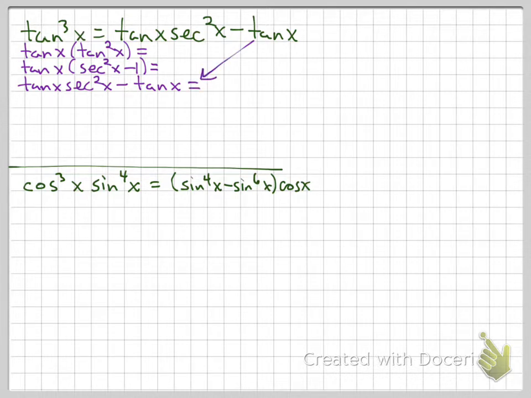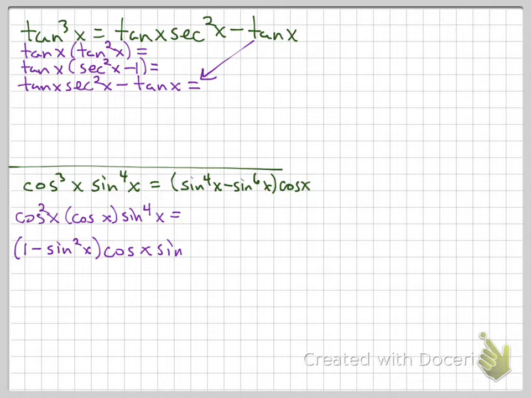We're going to take the same approach on the next one with our cosine cubed x and sine to the fourth x. For this one, the fact that cosine has an odd power, I can do cosine x times cosine squared x. Let's switch those two. Let's move the 2 over here, times sine to the 4th x. Because cosine squared x is part of our Pythagorean identity, that becomes 1 minus sine squared x, cosine x, sine to the 4th x.